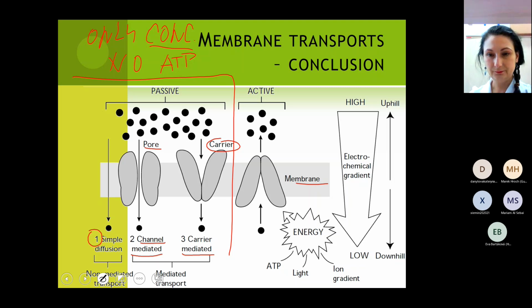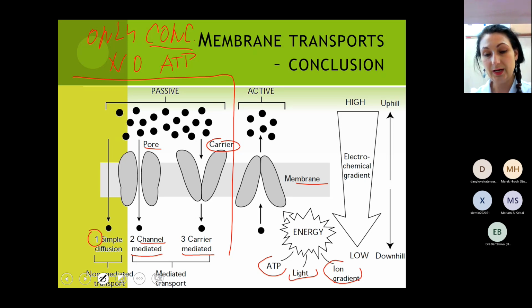Yes. Great. So the sources could be various energies. First of all, very well known is ATP. Also light is a good source of energy to move particles against a concentration gradient, or an ion gradient. So it means it's a type of secondary transport, using an ion gradient.